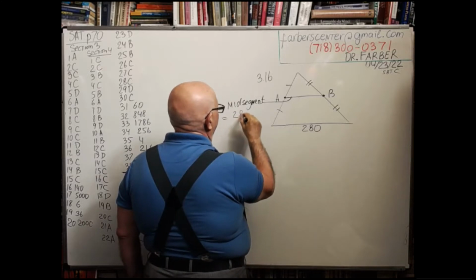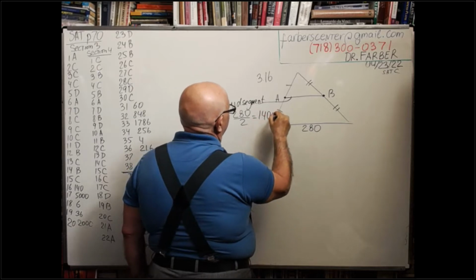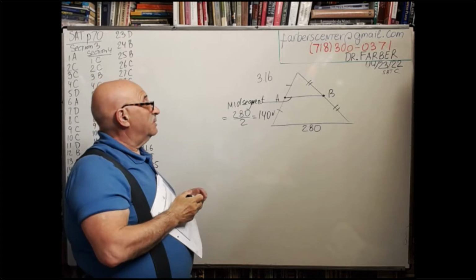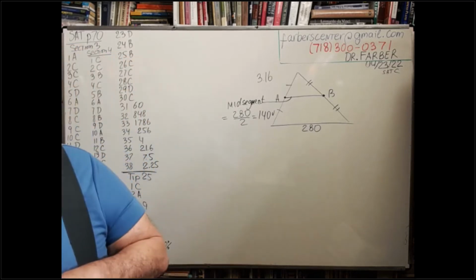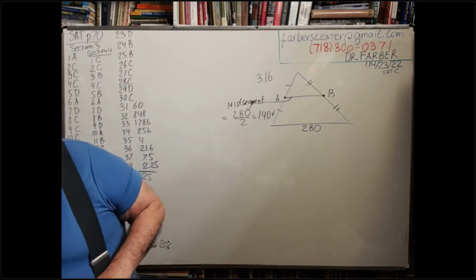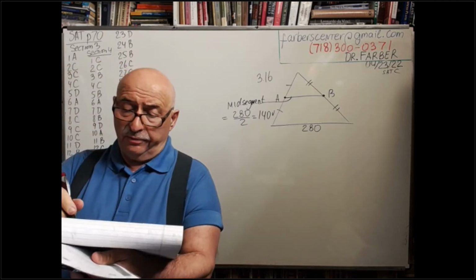Equals 80 divided by 2, which is 40. We did this many times. Property of mid-segment. Any questions? Okay, again, if you have any question, ask me. Five students asked this question. You know this, right, students?